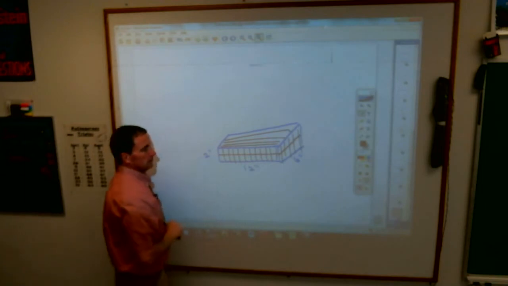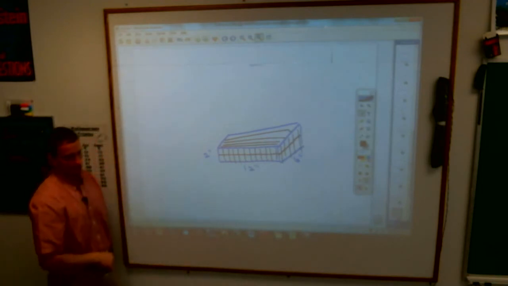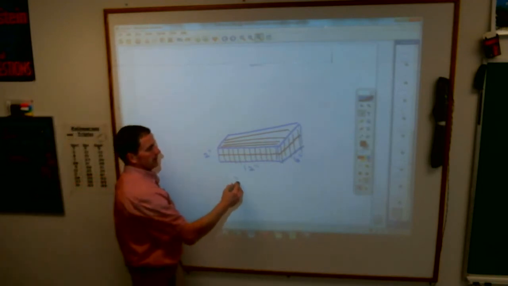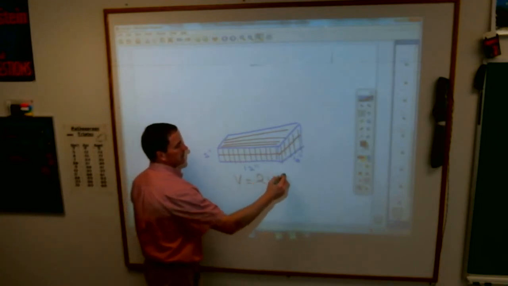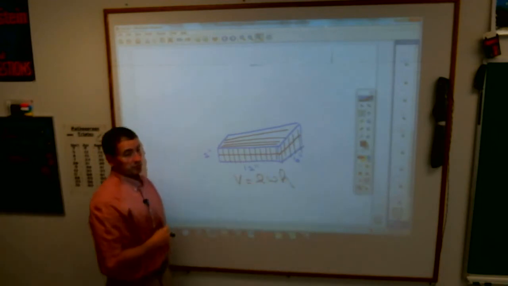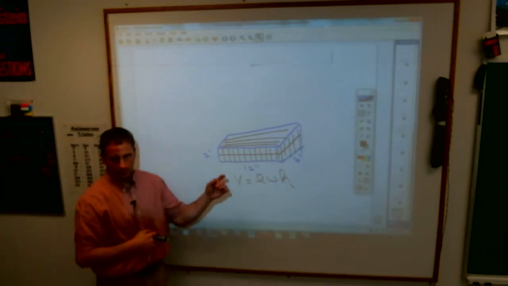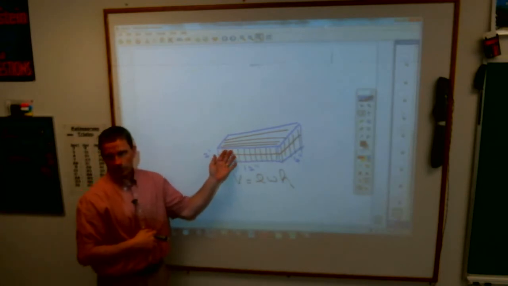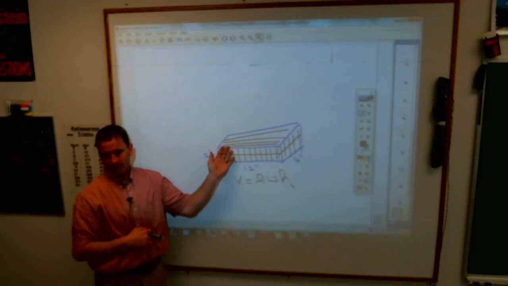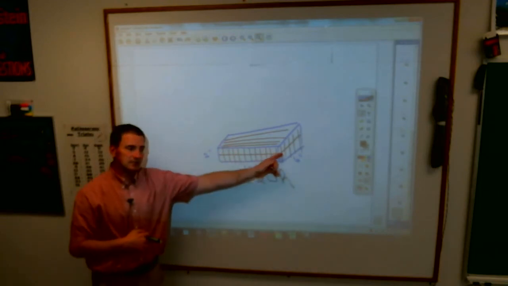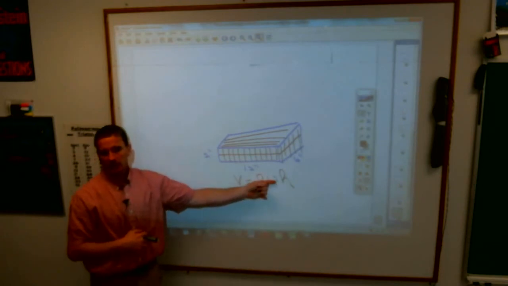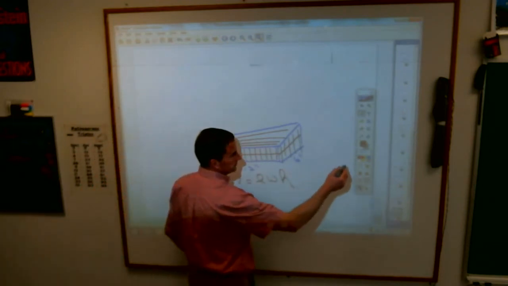How many cubic inches would that thing be? Volume equals length times width times height. By the way, when you see a problem like this on your paper, you will sketch out whatever rectangular prism or whatever that thing is. Then you write down the dimensions of it, and you write down the formula, and then you'll plug things in.